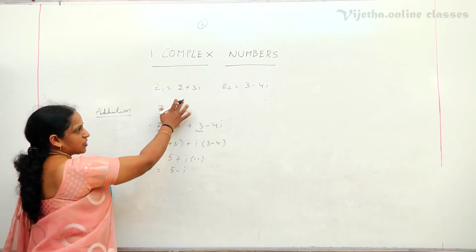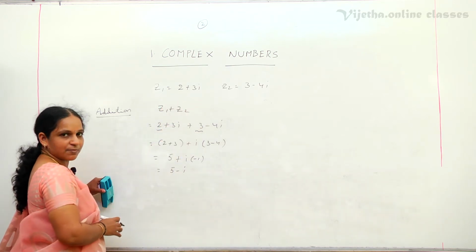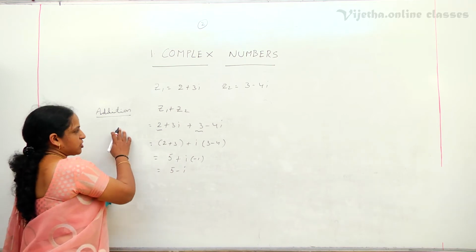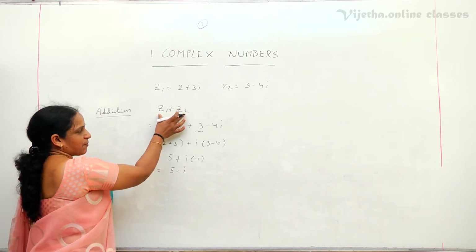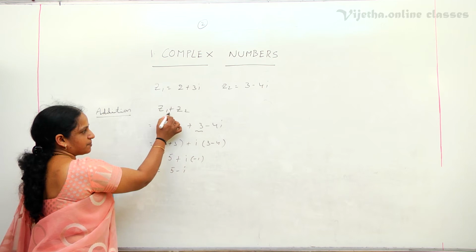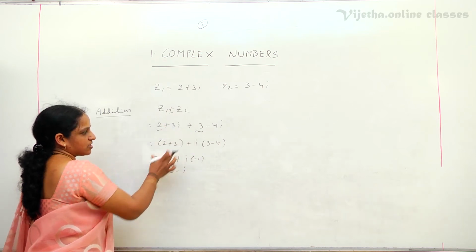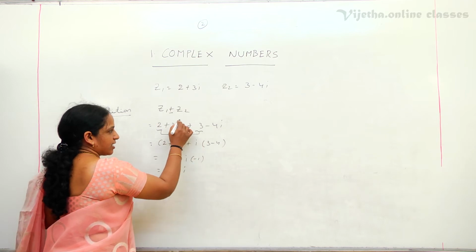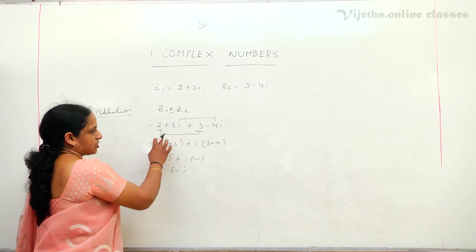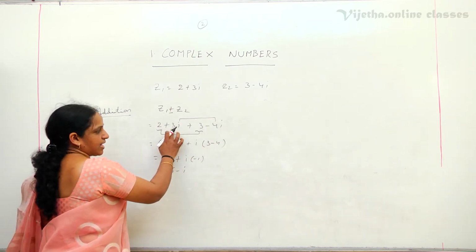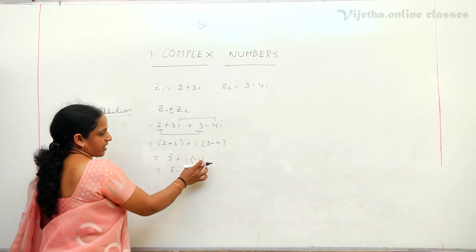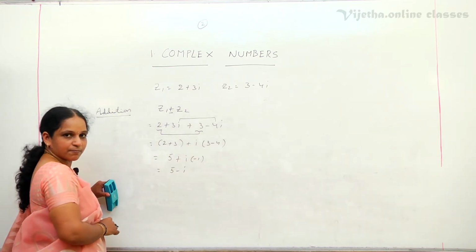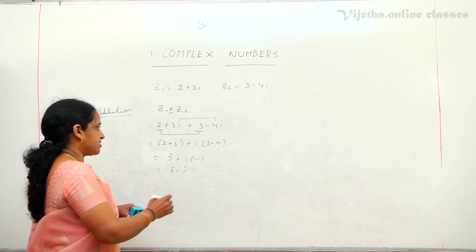If Z1 equals 2 plus 3i and Z2 equals 3 minus 4i, addition of two complex numbers is the sum of the complex numbers. The sum means plus, so Z1 plus Z2. Add real part to real part and imaginary part to imaginary part. So 2 plus 3 is 5, 3 minus 4 is minus 1 into i. So 5 minus i.